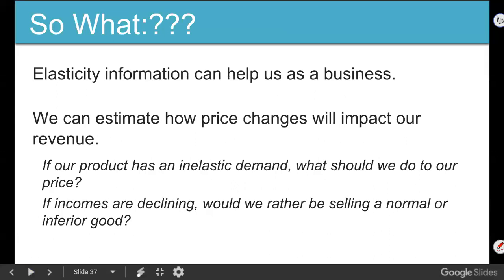Say we're a car dealership. Incomes are going up, people can buy more cars. Well, we need to increase our inventory. Make salespeople happy. We talked about that last week.